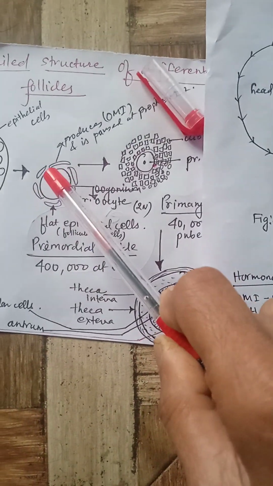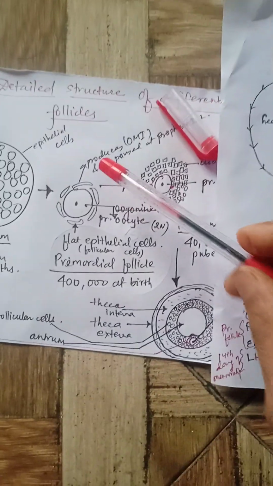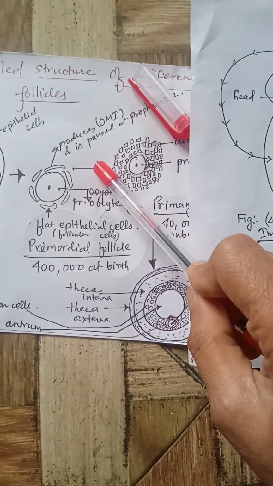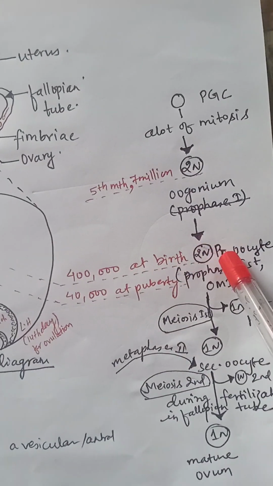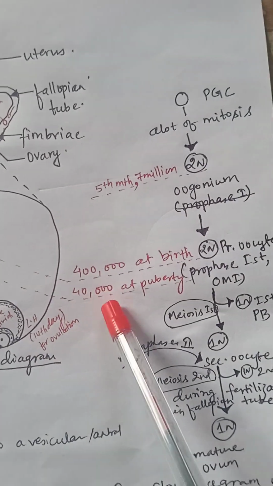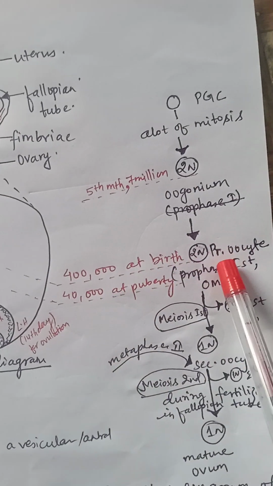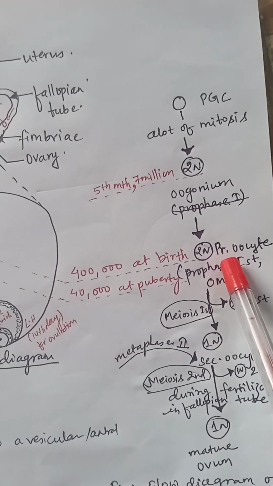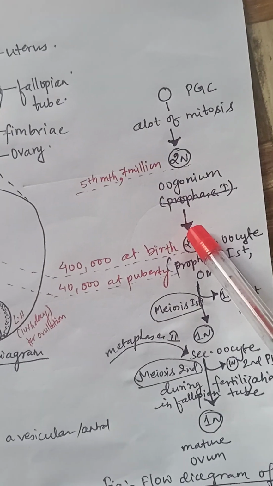Slowly after the birth, when the female comes to the puberty stage, now what happens? The 400,000 primary oocytes which were there at the time of birth drop down to 40,000, with another drastic change in the primary oocyte. So how is there a change in the primary oocyte? Let's see, right from the birth to the puberty stage.